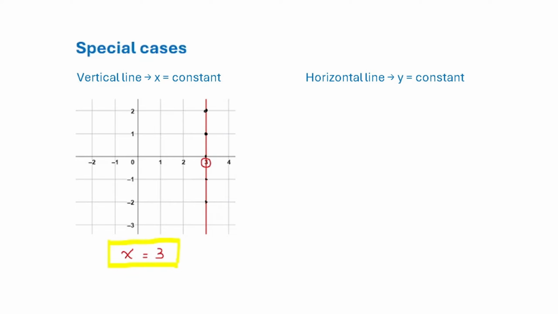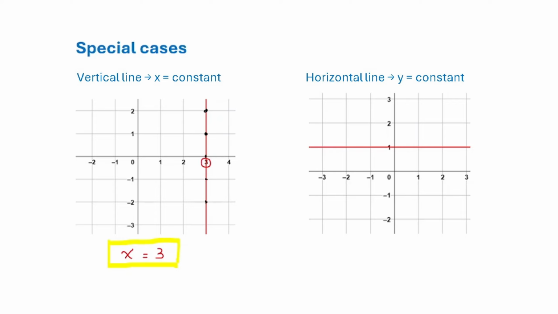The second special case is a horizontal line. In this case, the equation is y = a constant. For example, this line has equation y = 1. Why? Because every point on the line has y equal to 1. It does not matter what x is, y stays the same. So for a horizontal line, the equation is y = a constant.